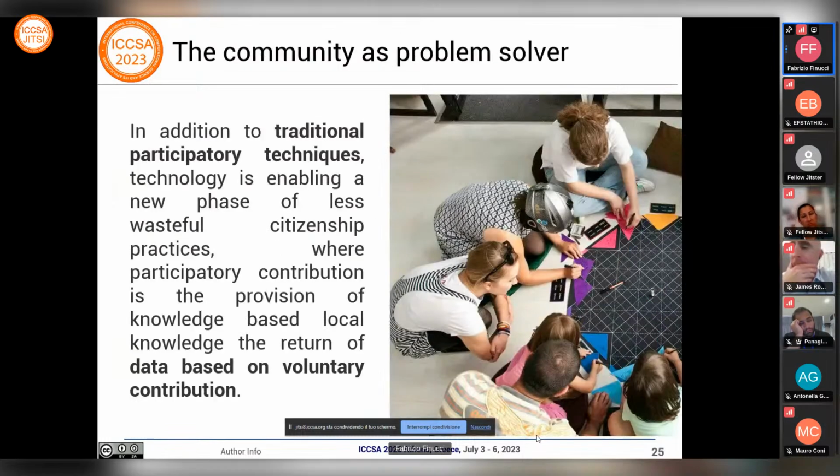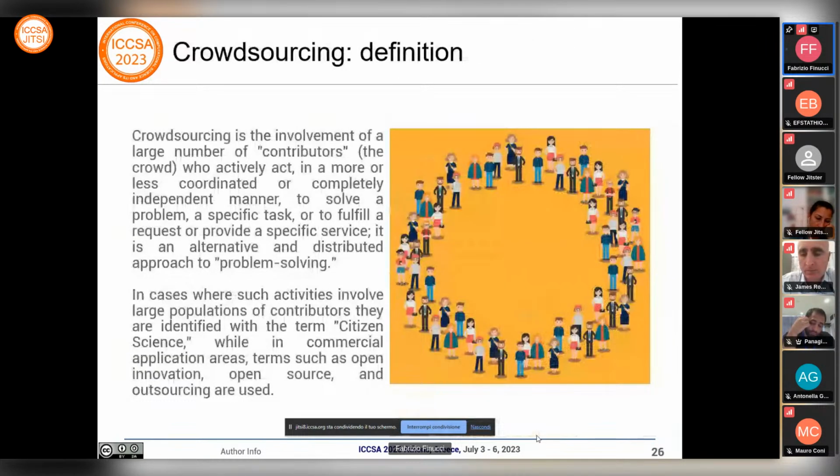What do we consider crowd mapping? Crowd mapping is inside the crowdsourcing that is trying to develop again the participatory approach, but with the help of the new technology. When we talk about the crowdsourcing definition, we have to understand that it's something where people are trying to work actively to solve a specific task, to fulfill a request, or to provide services, or theoretically just an approach for problem solving.